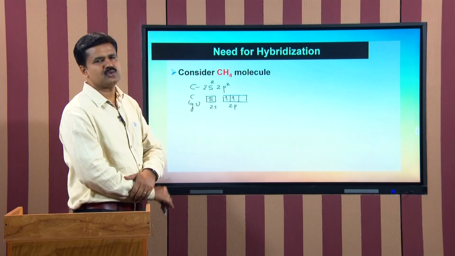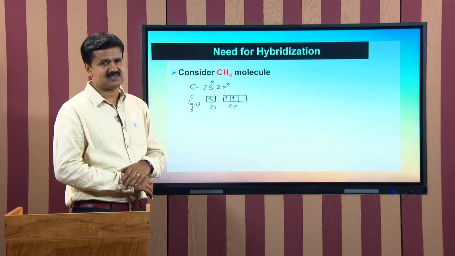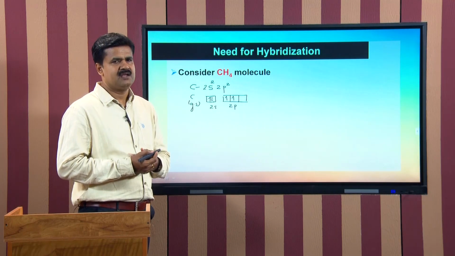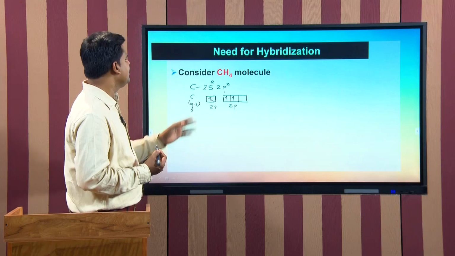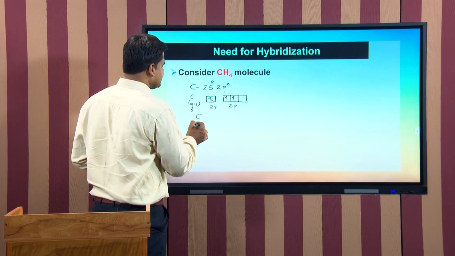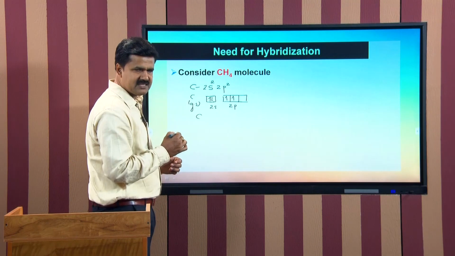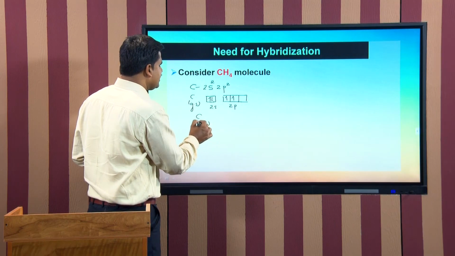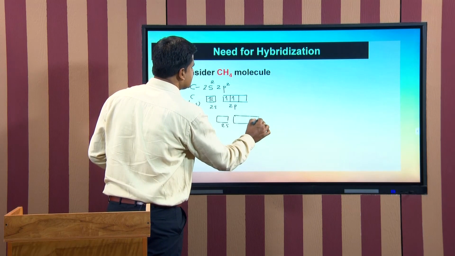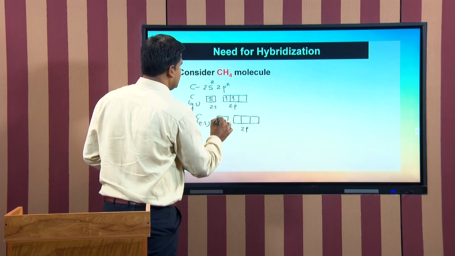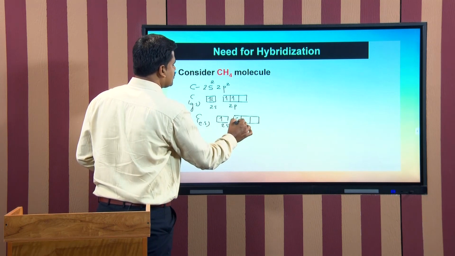But in order to form the CH4 molecule, the central atom carbon must have 4 unpaired electrons, because as per the valence bond theory, a covalent bond is formed by the overlapping of half-filled atomic orbitals. So, in this molecule, in the excited state, one of the electrons from the 2s orbital jumps to the 2p orbital. That is, carbon in the excited state can be represented like this. This is the 2s arrangement and this is the 2p arrangement. One electron is excited to 2p, so here there is one electron remaining in 2s and 3 electrons in 2p.